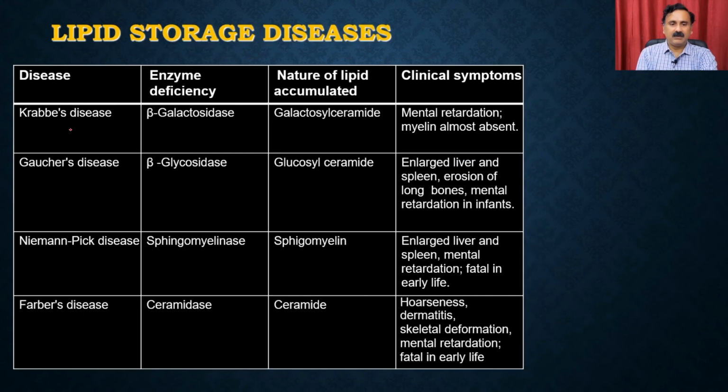Then we have Gaucher disease, where the enzyme beta-glucosidase is going to be absent, and because of that the lipid glucosyl ceramide is going to accumulate. It is responsible for the enlarged liver and spleen, erosion of the long bones, and mental retardation in infants.